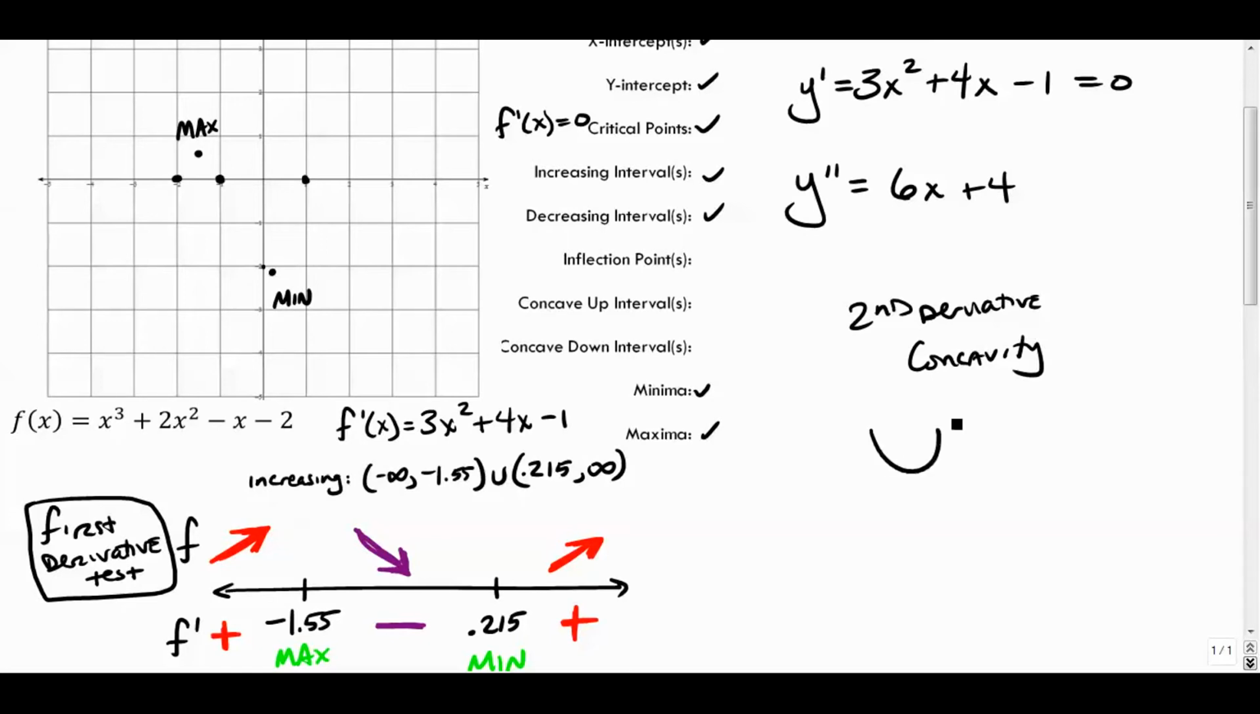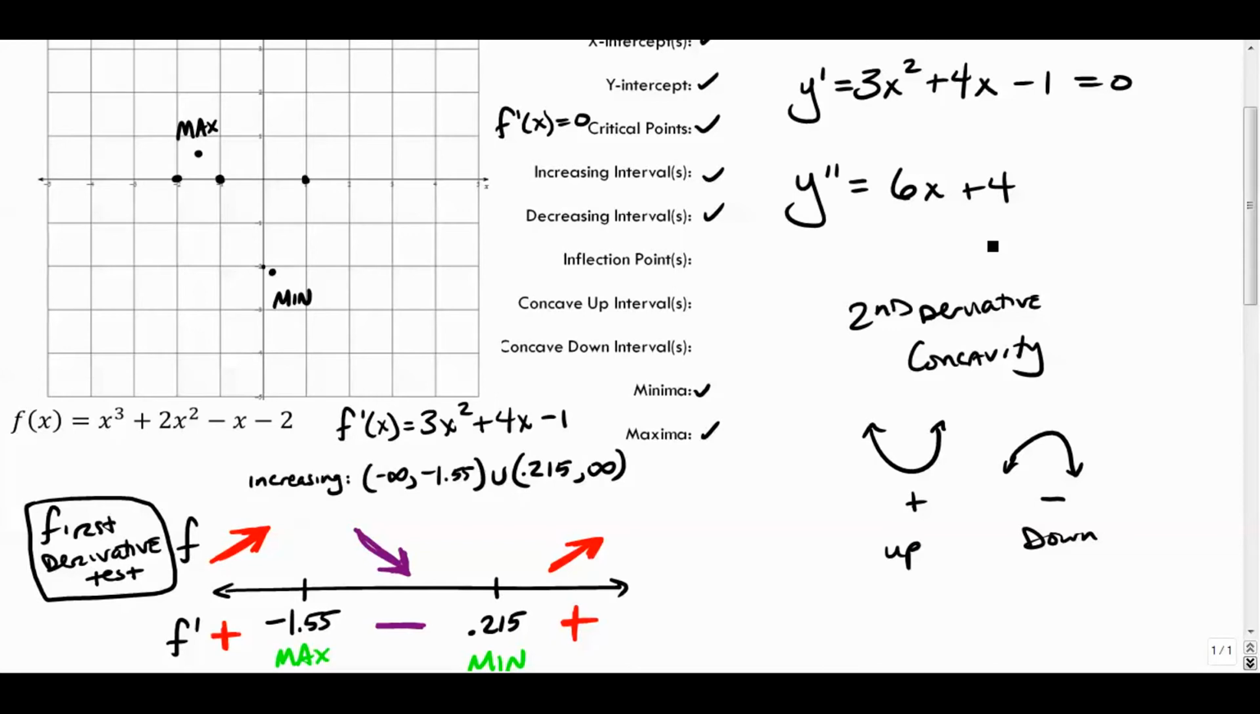It tells us where the function is looking like that or looking like that. If it looks like this, it's a positive second derivative. This is a negative second derivative. This is concave up. This is concave down. I also have a separate video on those if you're interested.